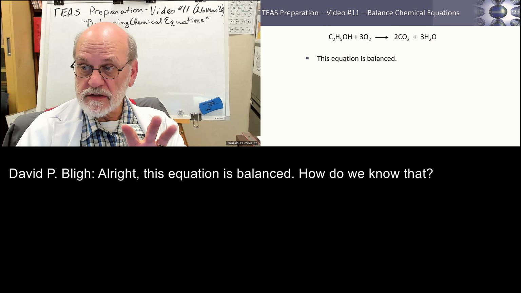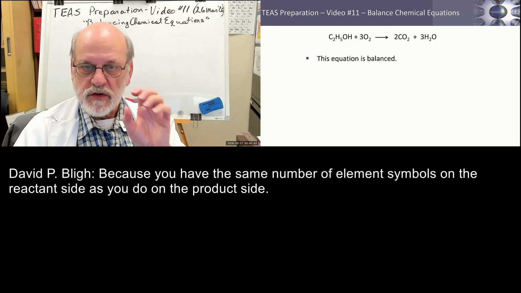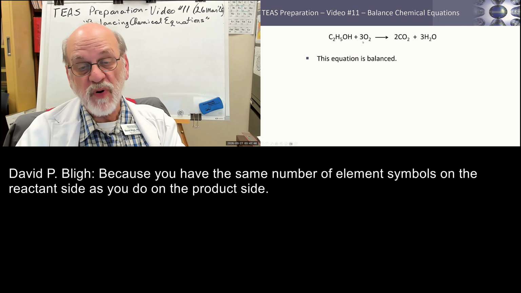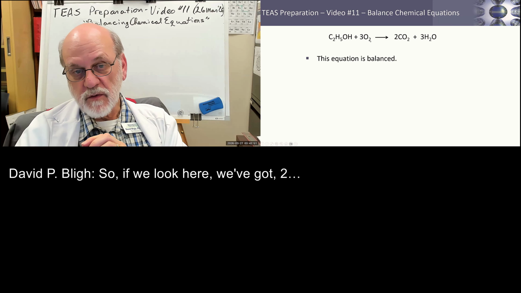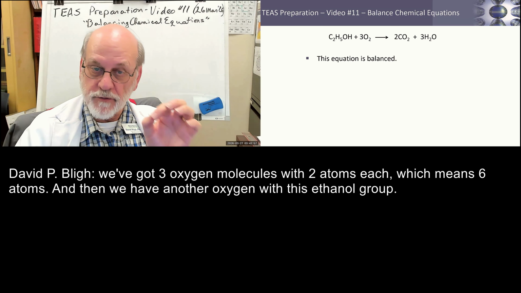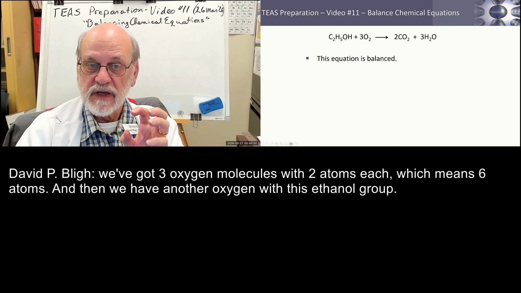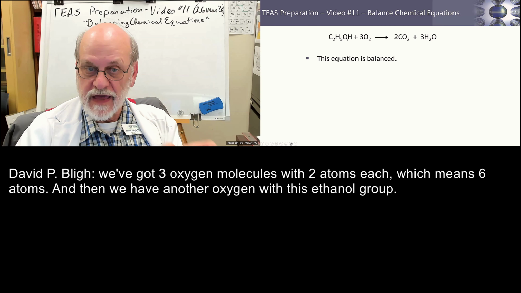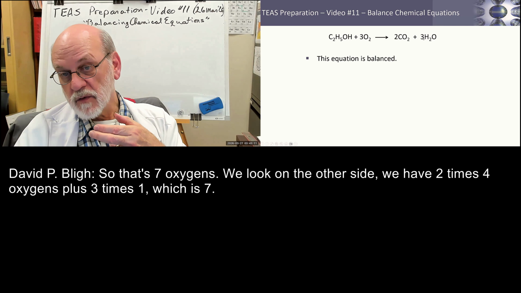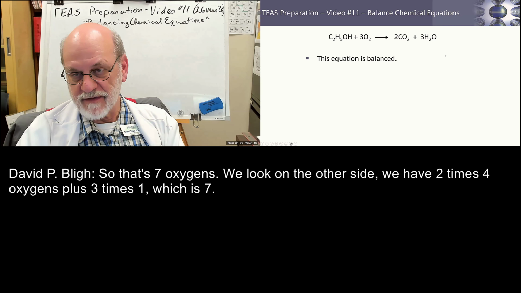All right, this equation is balanced. How do we know that? We know that because you have the same number of element symbols on the reactant side as you do on the product side. So if we look here, we've got three oxygen molecules with 2 atoms each, which means 6 atoms. And then we have another oxygen with this ethanol group, so that's 7 oxygens. We look on the other side, we have 2 times 4 oxygens plus 3 times 1, which is 7.